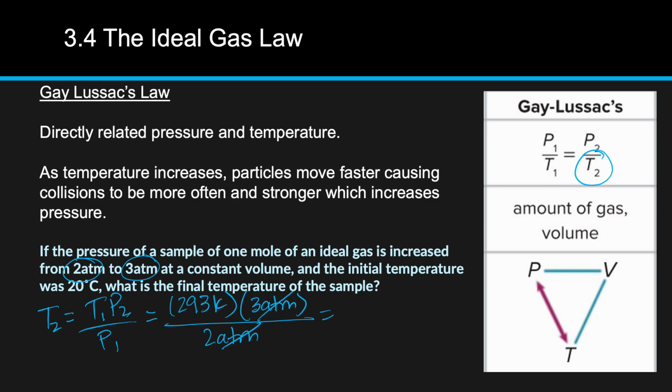So we have 293 times 3 divided by 2, which gives us 439.5 Kelvin. Now again, since we started in degrees Celsius and it did not specify, usually it wants us to answer in degrees Celsius. So in order to take that out of Kelvin, we want to subtract 273. So our final answer would be 166.5 degrees Celsius.